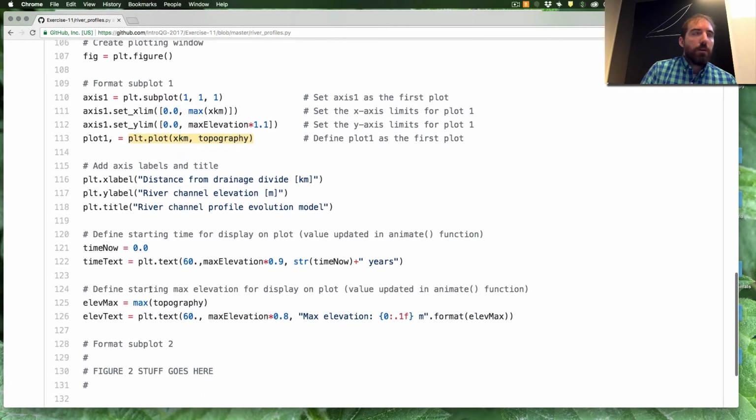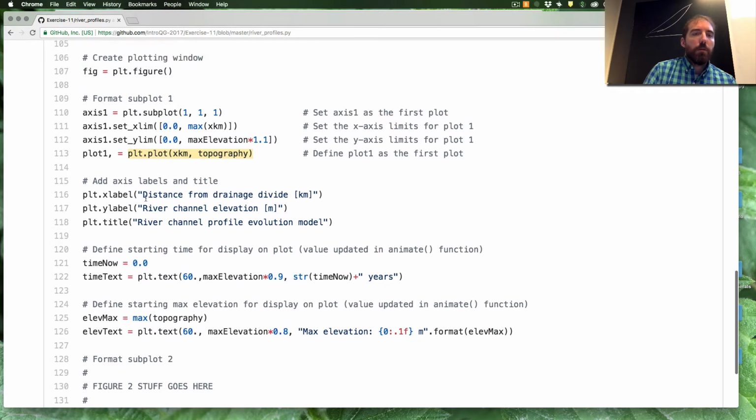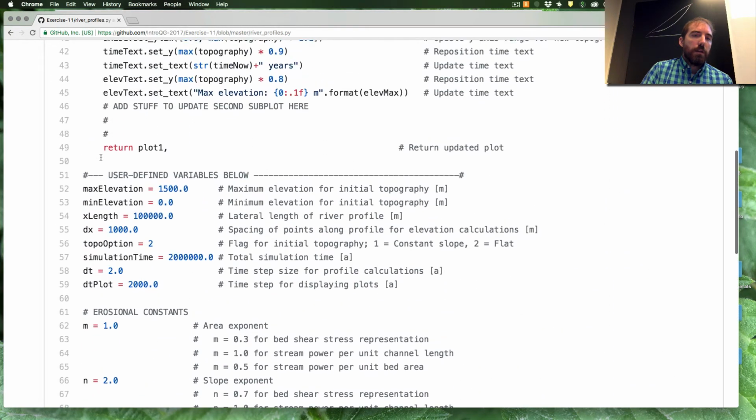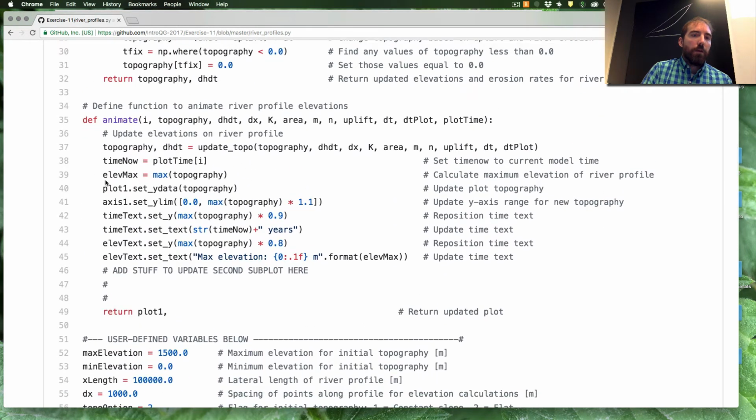So if you kind of follow that, we're basically setting some variable to refer to the plot data and some variable to refer to the subplot window. Once these things are assigned, I can then go in and use this animation function that is here.